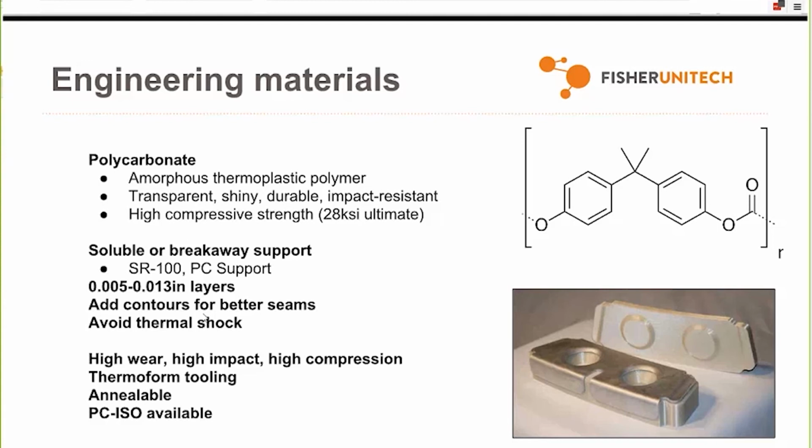Printing with PC. You can print with 7 thou, 10, and 13 thou layers. If you have a Fortis 900, you can go all the way down to 5 thou. Polycarbonate can print either with soluble support or with breakaway PC support. And although it might be tempting to always use soluble support, we kind of do here, PC support is cheaper, and it's easier to remove by hand than that soluble support is.